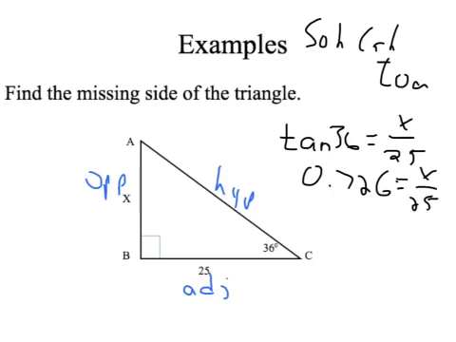Alright, we are solving for x. So to get x by itself, I need to get rid of the fraction. So to get rid of the fraction, I want to multiply both sides by 25. Alright, so the 25s would cancel out, and I would just have x on this side. Applying 25 times 0.726, I would get about 18.1, so we're going to say that the opposite side is approximately 18.